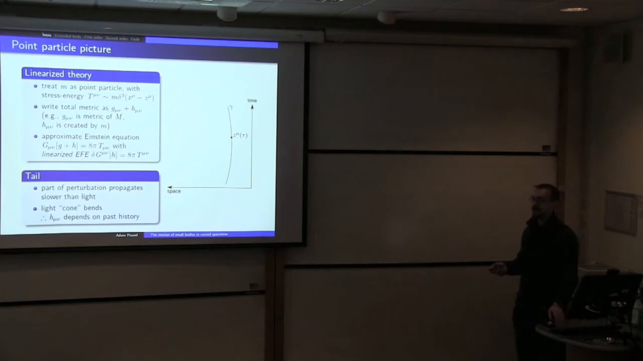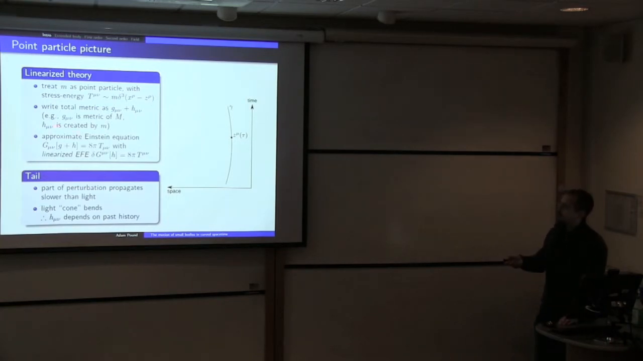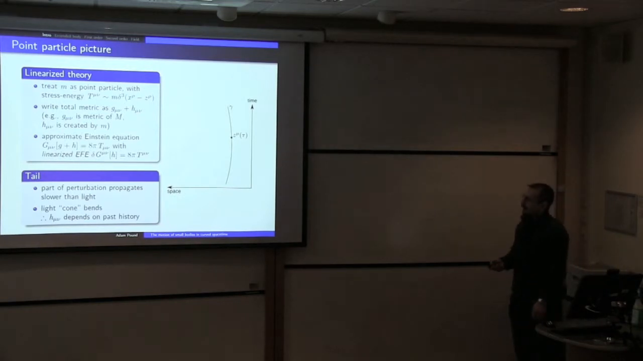So in the case of a binary system, the background is the metric of the larger black hole. The perturbation is created by the small mass. And let me look at a linearized approximation where I'm solving the linearized Einstein equation for the perturbation, and on the right-hand side I have the point particle stress energy. Now, what does the solution to that look like?